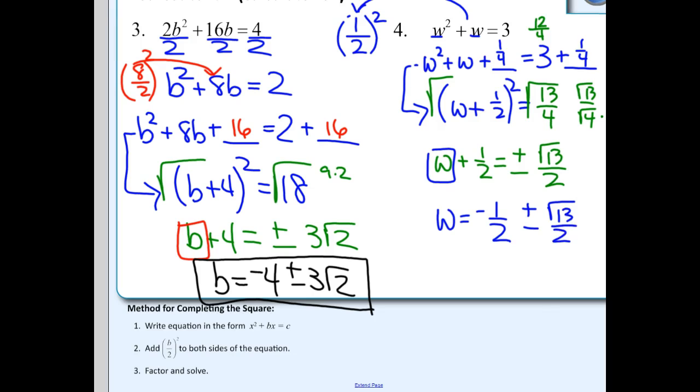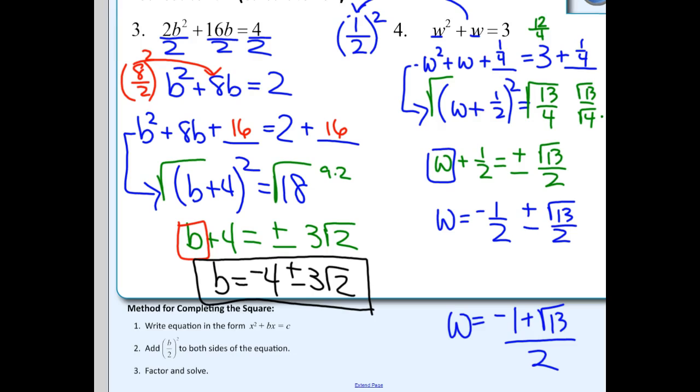Now, can I add those? They have a common denominator. You're right, they're not like radicals, so I can't put them together. One's in the house and one's out of the house. So that's my answer. Now, if you look it up in the back of the book, it may say this, negative 1 plus root 13 over 2. Either answer is fine with me. But that's the end of the story on that one.